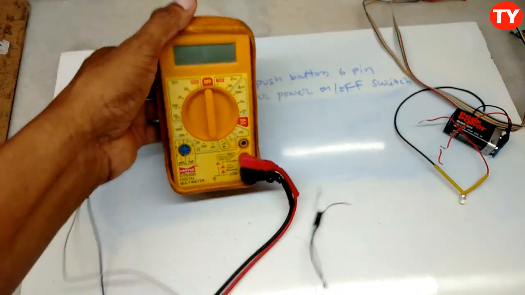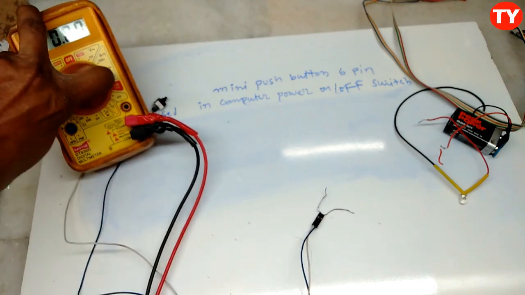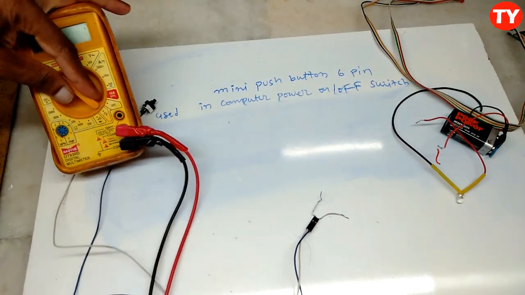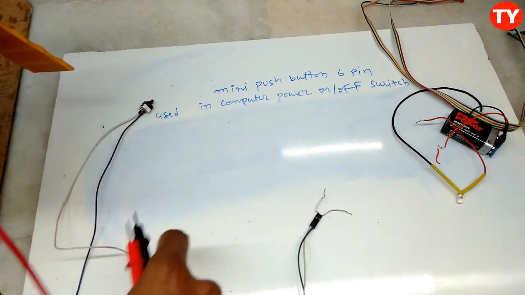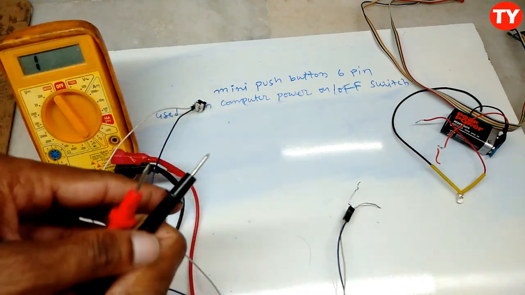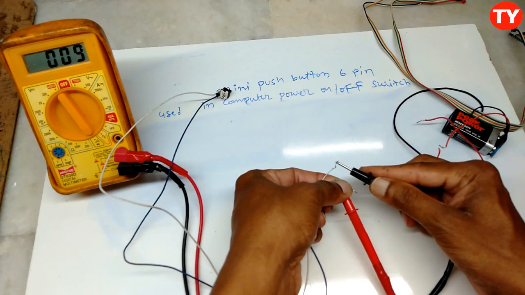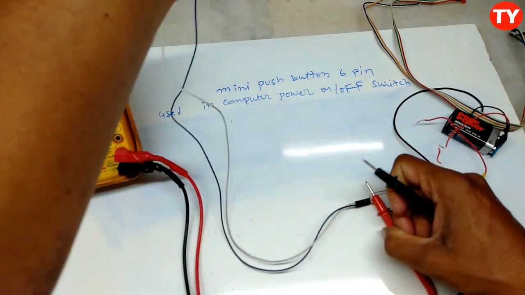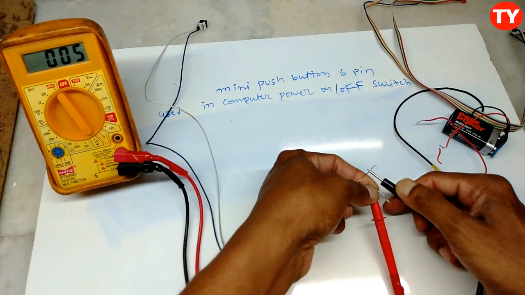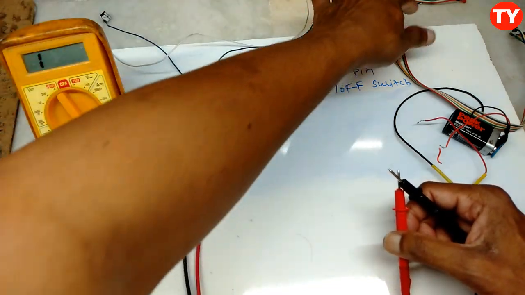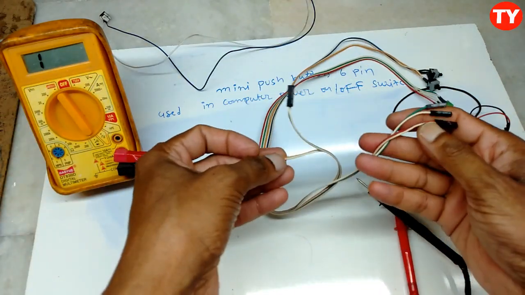Just turn on your digital multimeter to continuity mode. Now take the red probe and black probe. The switch is short. This one switch is short. That is why it's showing some reading, showing 5. Likewise, we have to check this type of switches also by using a digital multimeter.